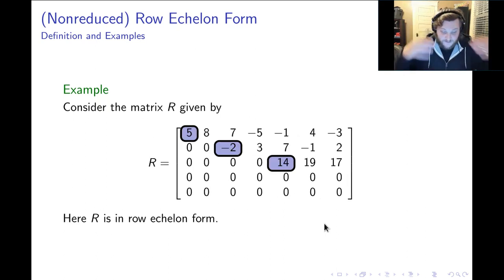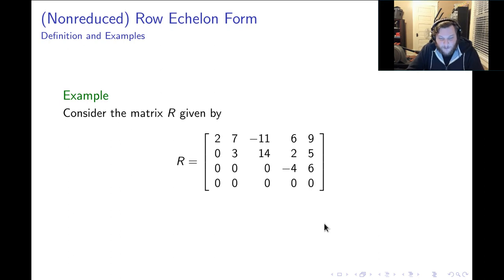Also, this matrix is in row echelon form, but of course it is not in reduced row echelon form. The pivots aren't equal to 1, and they're also not the only non-zero entries in their respective columns. So this is in row echelon form. It is not in reduced row echelon form.